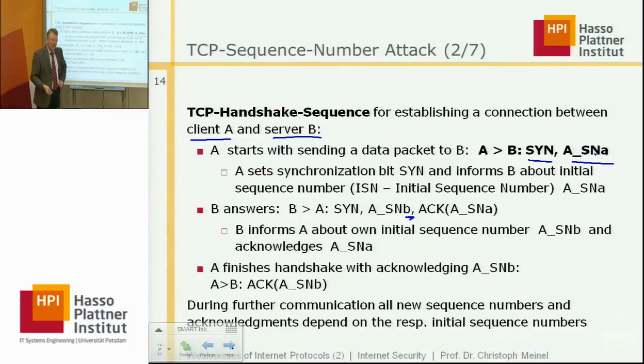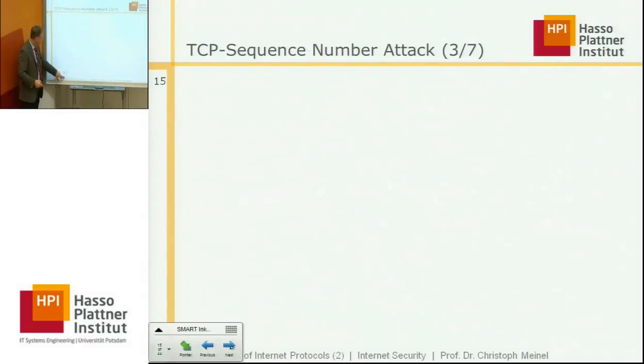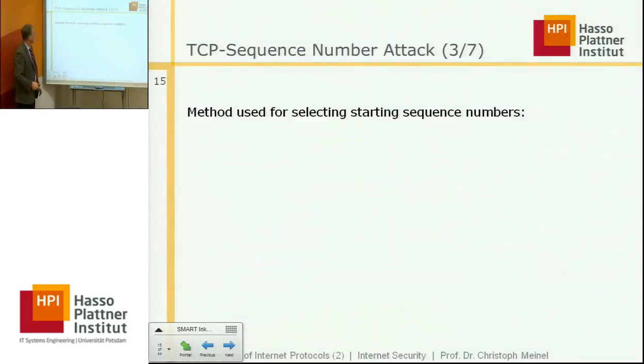During the further communication, all new sequence numbers are acknowledged according to the initial number. Then it's counted up in a certain way. Often the number of bytes that are transmitted leads to a new sequence number. So the original sequence number helps both partners in the communication to see exactly what kind of packets are sent or what packets are lost.